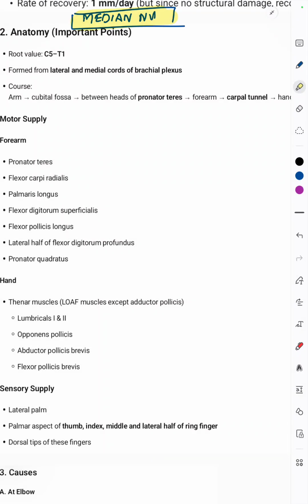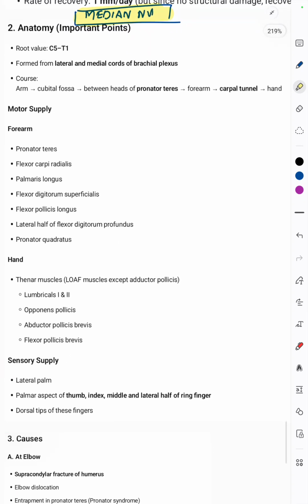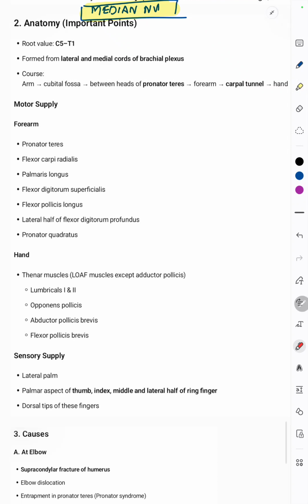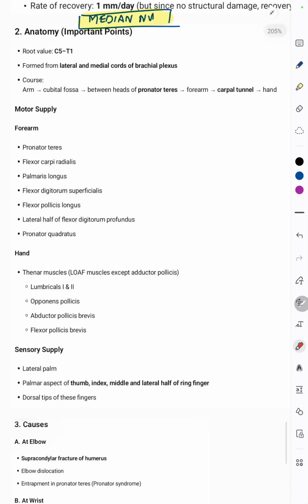Median nerve palsy. Talking about the anatomy of the median nerve, the root value is from C5 to T1, so it involves the lateral and the medial cord of the brachial plexus. It begins in the arm, passes through the cubital fossa, then goes between the two heads of pronator teres, enters the forearm, goes through the carpal tunnel, and reaches the hand.